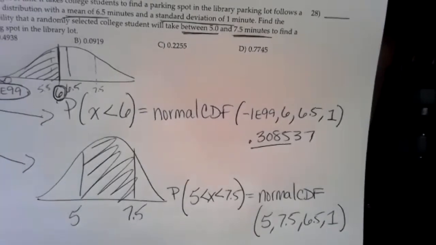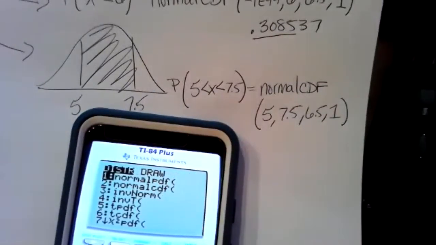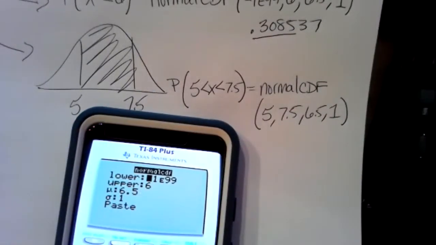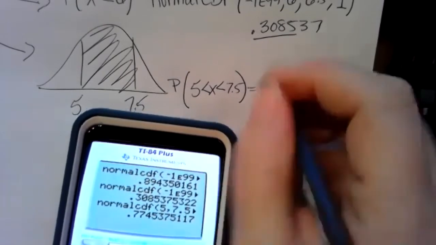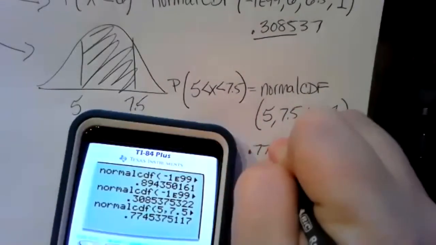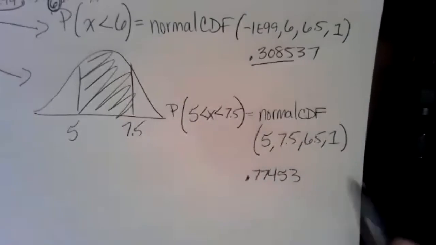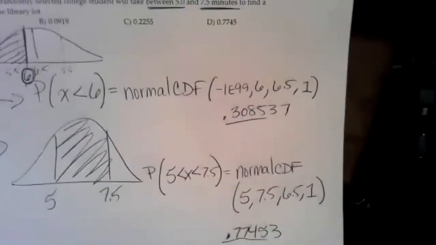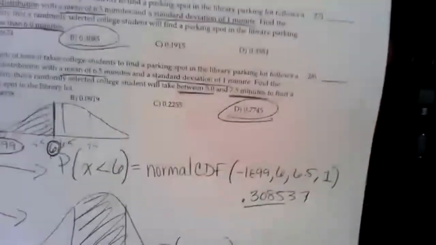Then I go to my calculator. Second vars, normal CDF, 5, 7.5. Then I do 6.5 as my mean, and my 1 is my standard deviation. Let it run. 0.77453. And so right here, 0.7745, and I'd have choice D for number 28.